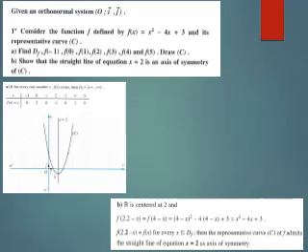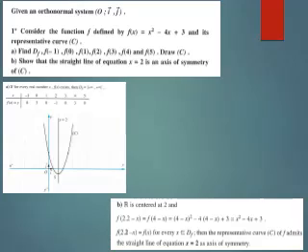4 minus x. What's the meaning of f of 4 minus x? It means every time you see x in the function, you have to replace it by 4 minus x. So instead of x here, we're going to put 4 minus x squared minus 4 into 4 minus x plus 3. If you just expand this, it will give you x squared minus 4x plus 3, which is the same as the original function. So you can tell me that this is an axis of symmetry to the function.